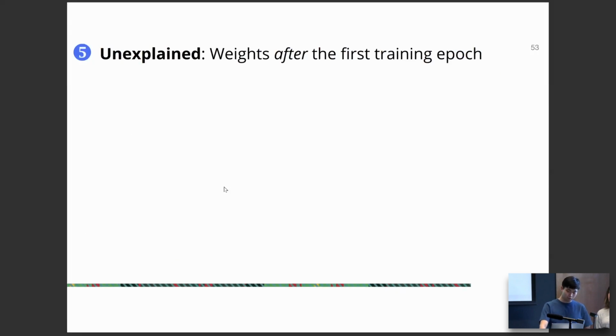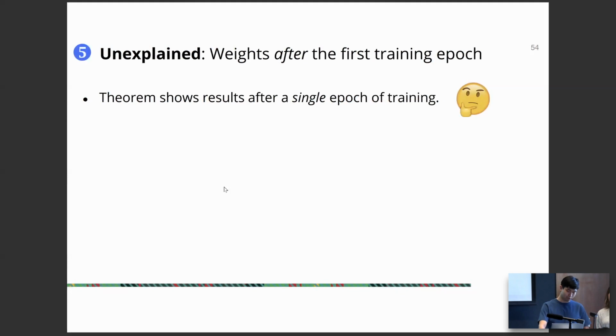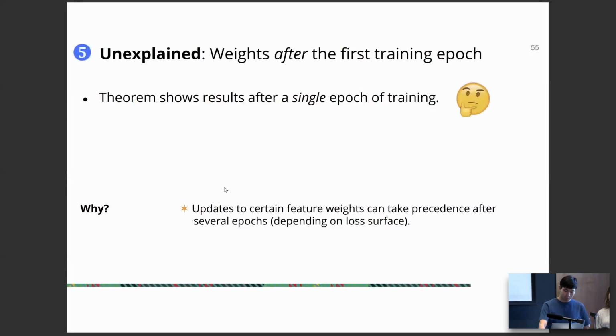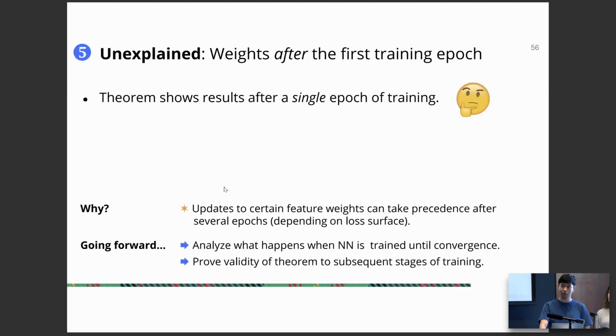Lastly, the theorem shows results only for weights after a single epoch of training. Certain features can take precedence later on in the training, and a similar result should be shown for later stages as well.